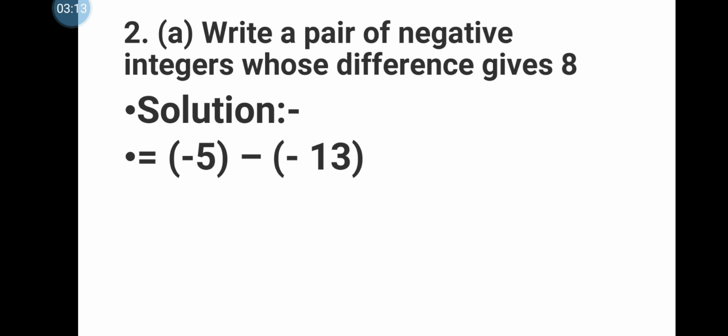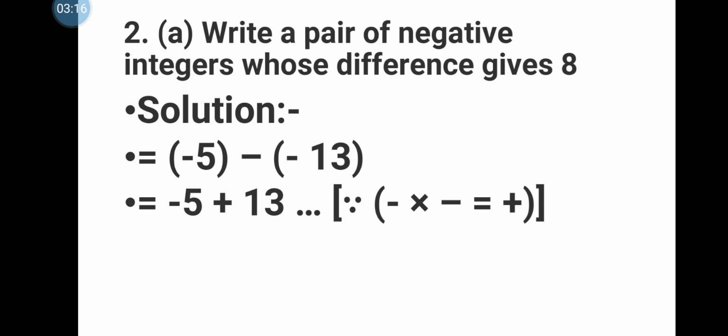So let's see how it is. I have minus 5, and outside the bracket you have minus. That means minus into minus will give you plus. So this minus 13 will change into plus 13. So minus 5 plus 13. One number is negative, one number is positive. So what we should do? We should subtract the small number from the bigger number and put the sign of the greater number. So 13 minus 5 is 8, and the greater number 13 is having plus sign. So it is plus 8. Like this we got the answer.